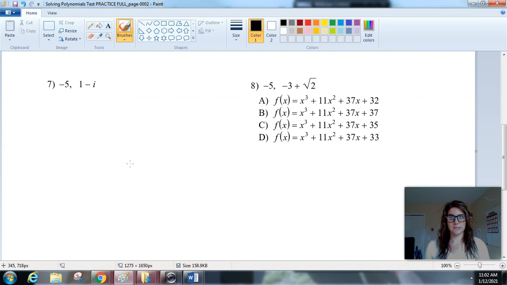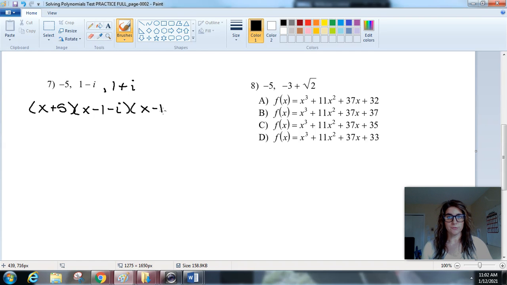Okay, number 7. Same process. I have a -5. I have a 1 minus i, which means I also have a 1 plus i. Do not forget your conjugates. That's only when you have radicals or imaginary numbers, complex numbers. Remember, when you set up your grouping, you go based off of the integer, right? So it's a positive one, so that's why you see I have x minus 1 here.